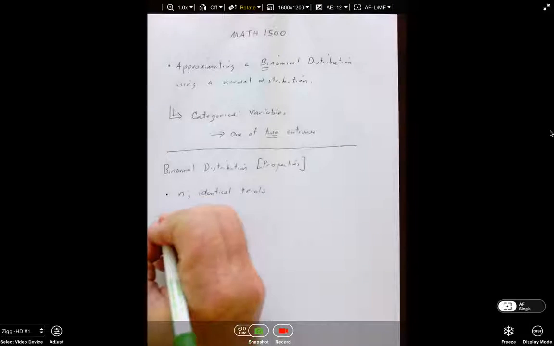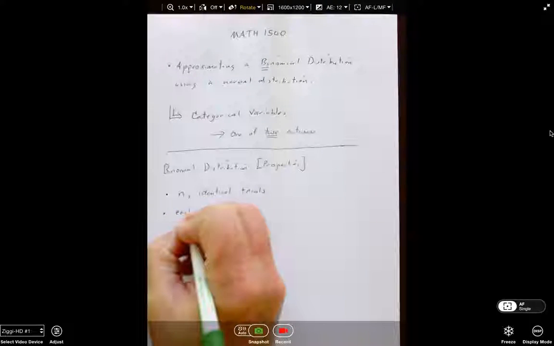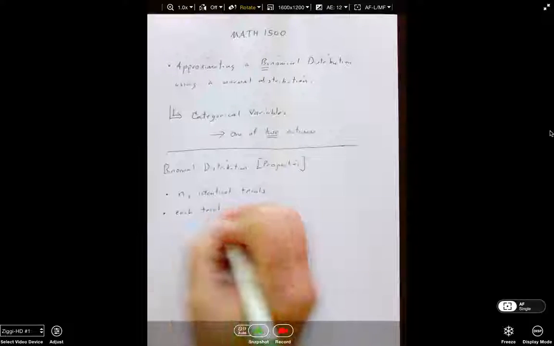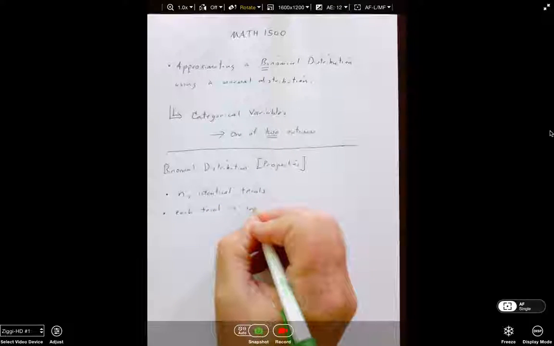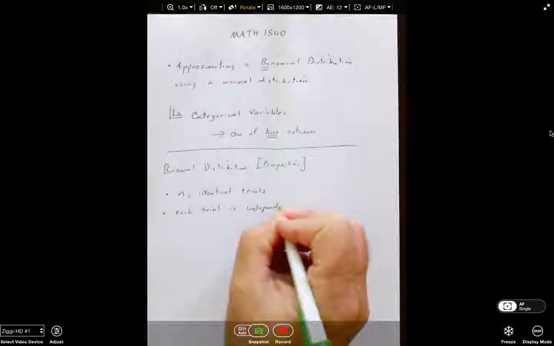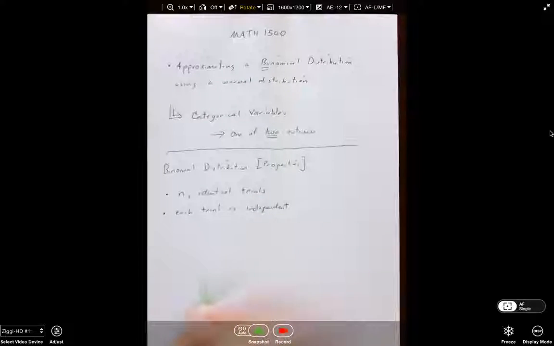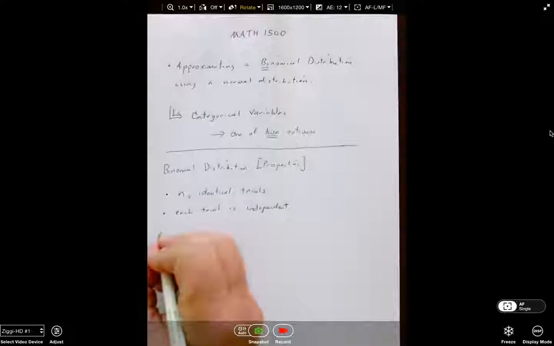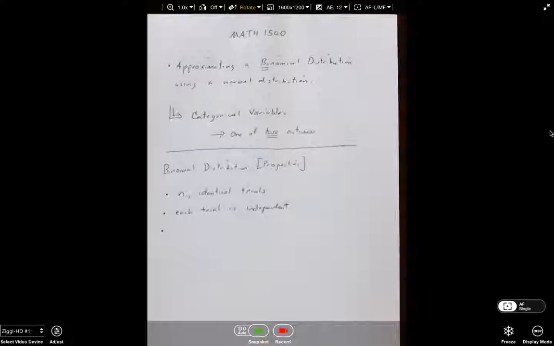Second thing that's important, each trial is independent. So another thing I want you to think about for independence is just that the trials are not related. In other words, picking the second trial has no impact on the third trial.